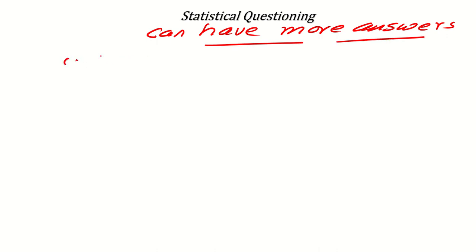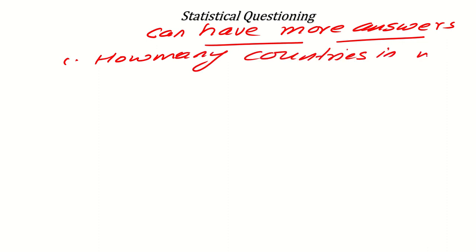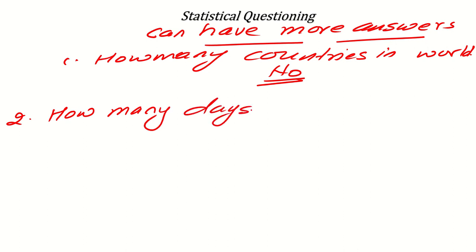Where you can have more than one answer, that will be called a statistical question. For example, if I say how many countries are there in the world, is this a statistical question? No. Why? Because its answer is fixed. Whatever number of countries we have in the world, everybody will give the same answer. So there will be no variation, no change in the answer. Similarly, if I ask you how many days are there in a week, is this a statistical question? No, because everybody will say 7 days are there in a week. So there will be no choice.